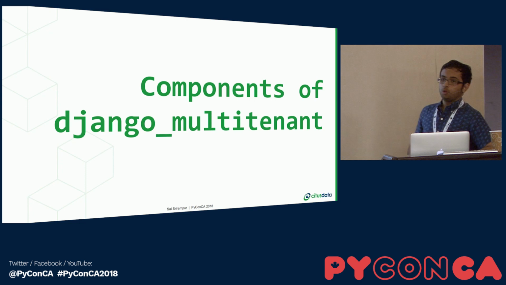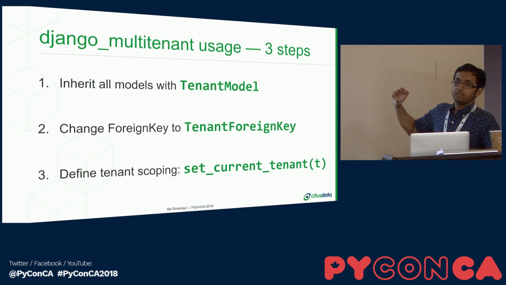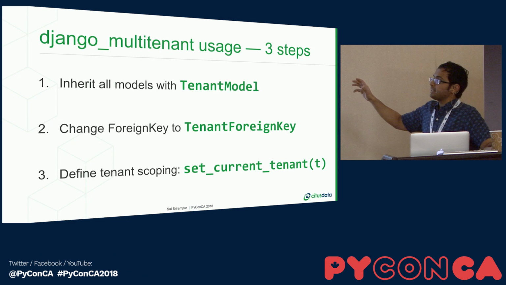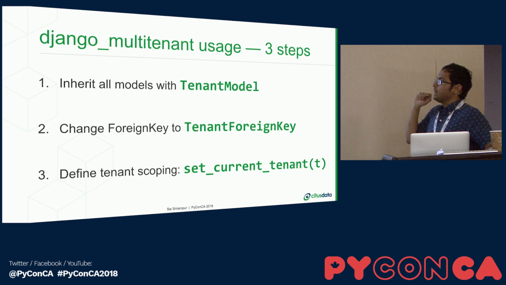So let's get into specifics on what the components are which make this magic happen. The first is something called a tenant model. The library introduces a tenant model, which you need to inherit all your models from. We'll get into details on what that actually does. Next, you change all your foreign keys to tenant foreign keys, again a class which the Django multi-tenant library introduces. And the third thing is you need to make sure that you set the tenant via an API call.